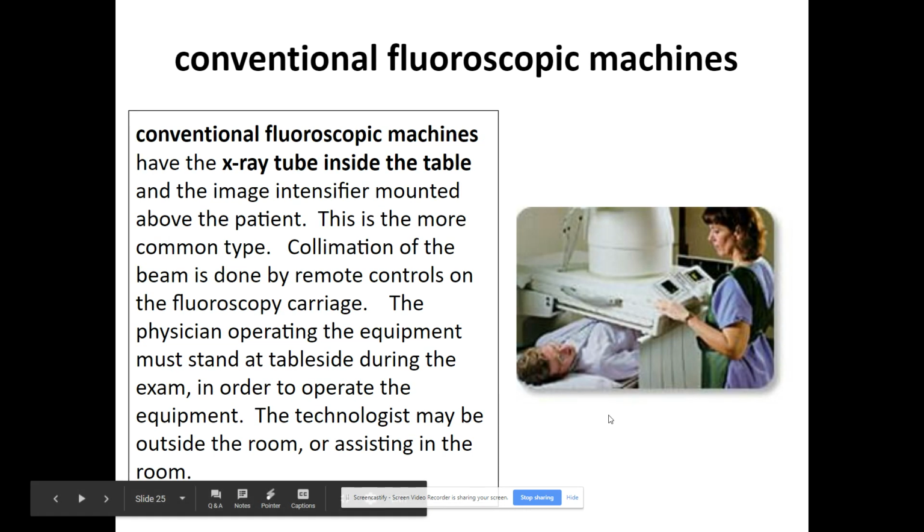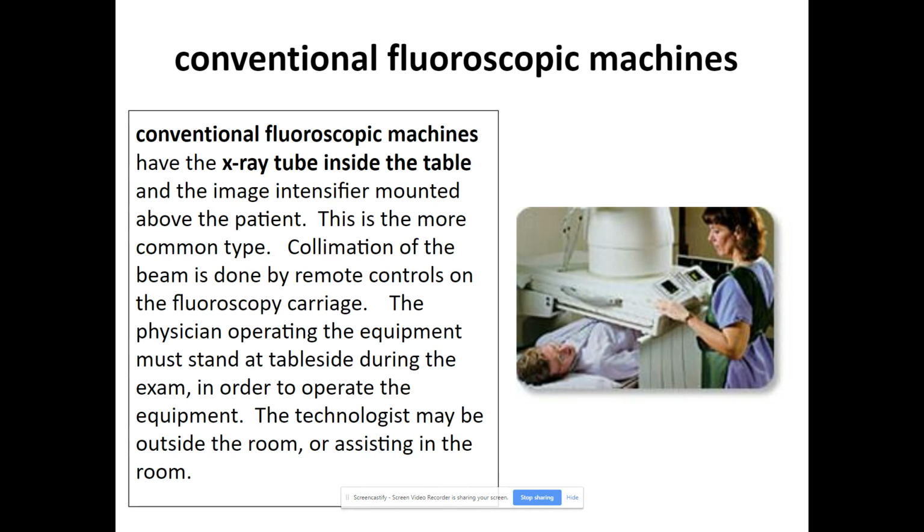So conventional is what we're used to. Conventional is what we have here in the lab. We have a fluoroscopic unit on this carriage that moves around. You have to be in the room to operate it, right? You have to be wearing your apron. There's some lead sheets here to help protect you from some radiation. It's a little bit extra, but you have to be in the room basically to operate it.